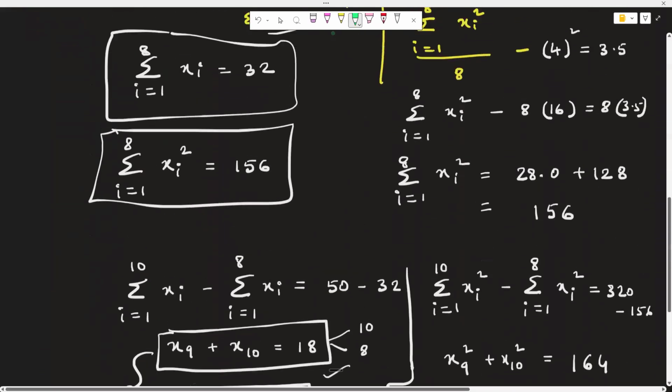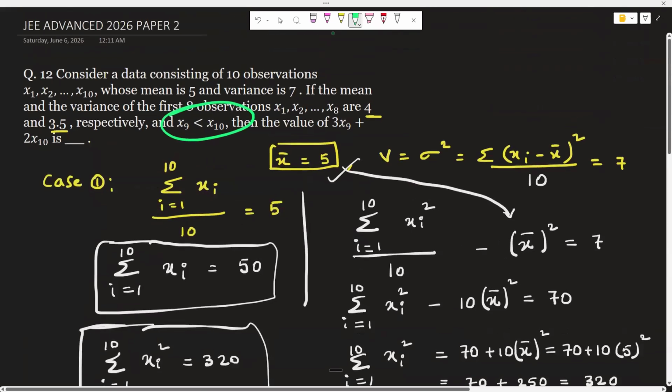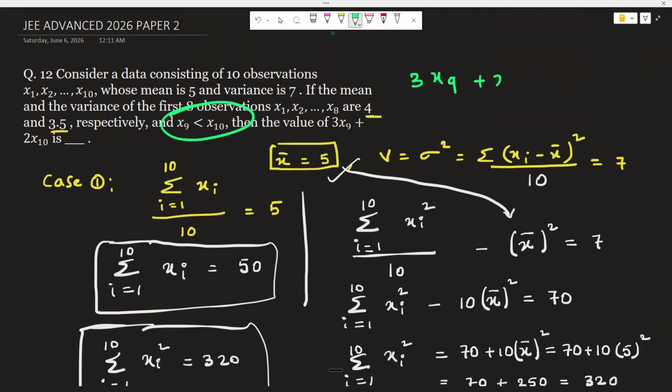So finally we reached the conclusion. The last calculation: 3 into x9 plus 2 into x10 is equal to how much? 3 into x9 is 8, plus 2 into x10 is 10. 3 8s are 24 plus 2 10s are 20, which is equal to 44. So the final answer for this question is 44.